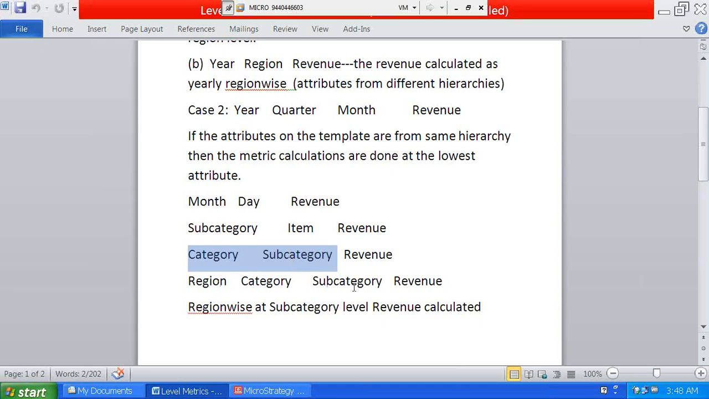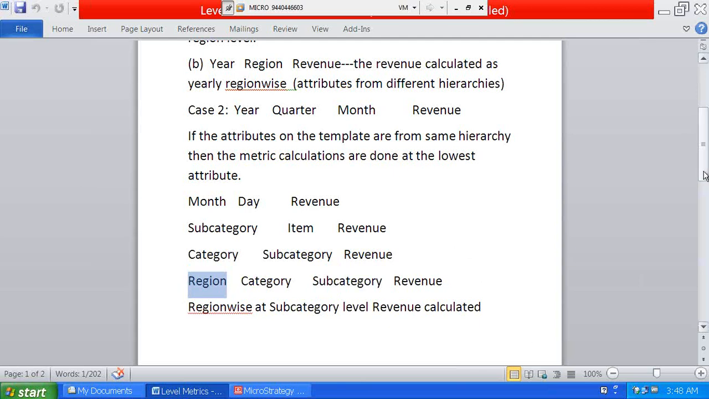Region, category and subcategory, all 3. Region is from which hierarchy? That is the geography hierarchy. Category and subcategory are from the product hierarchy. Two different hierarchies again here. But it will do the calculation by taking region from geography and subcategory from product. So region wise, subcategory wise, it will do the calculation.